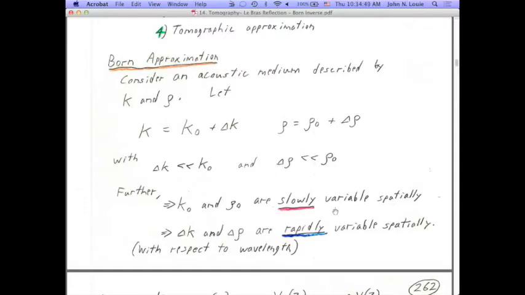If you want to do the WKBJ approximation, we can't have true velocity steps, true k or rho steps. So the reference model is slowly variable spatially, and what does that mean? The reference model does not produce reflections. It varies slowly enough that for the band-limited data we're looking at, we're not getting reflections from the reference model.